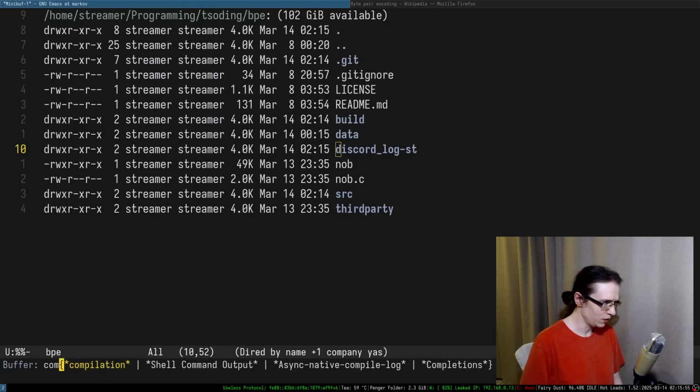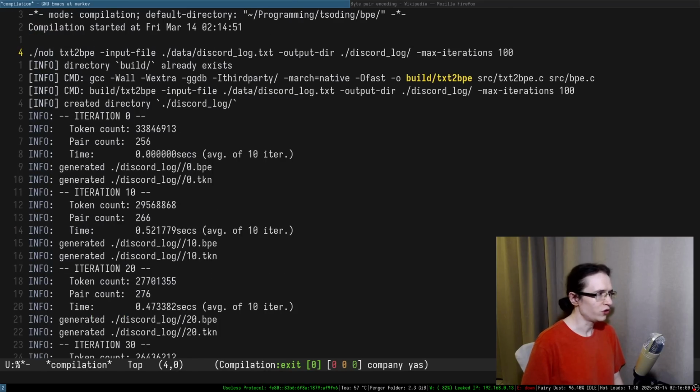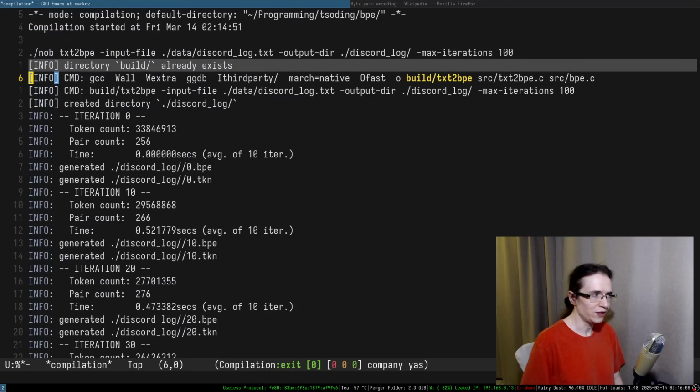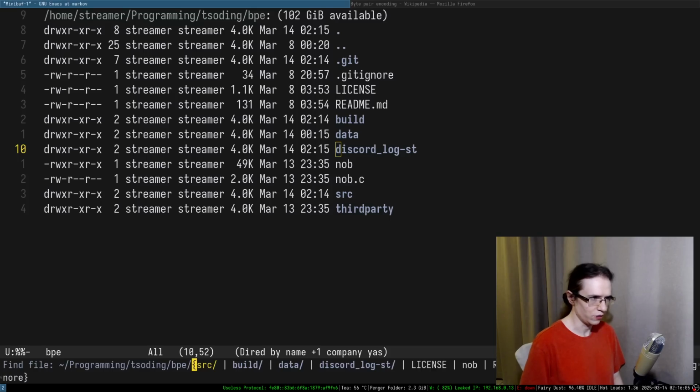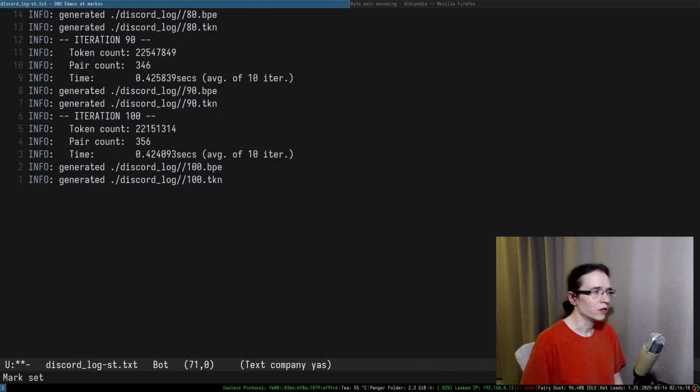I didn't think about that. This is actually a very cool idea. What if we also save the log? So we can actually see what is going on. So this is going to be Discord log st txt, something like that. This is a cool idea.